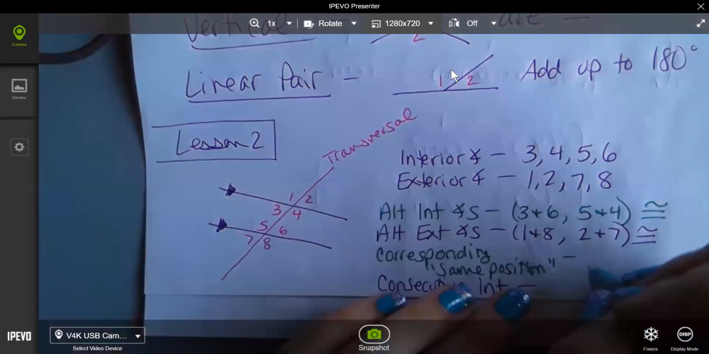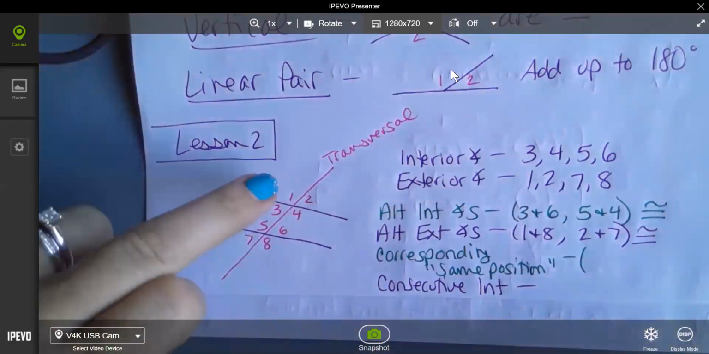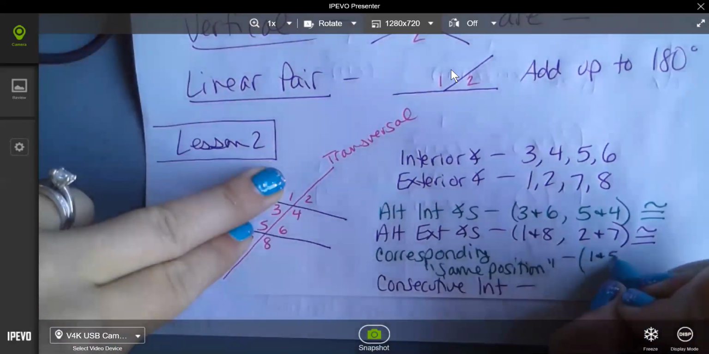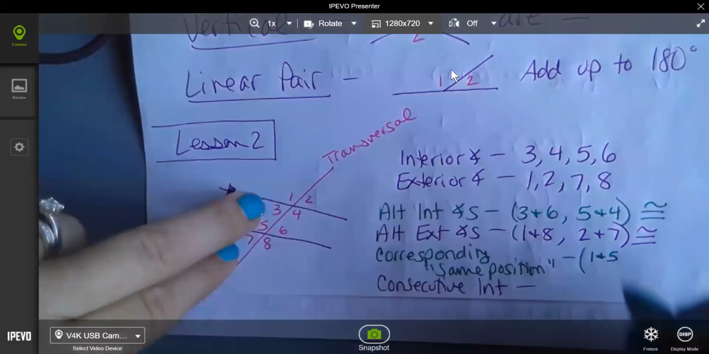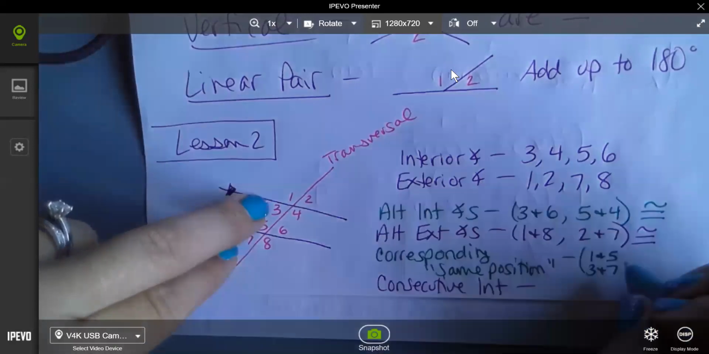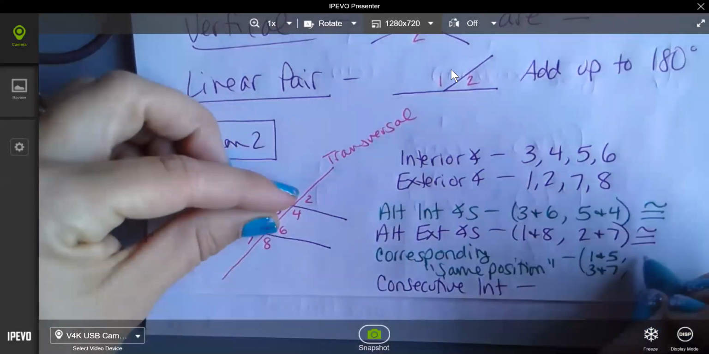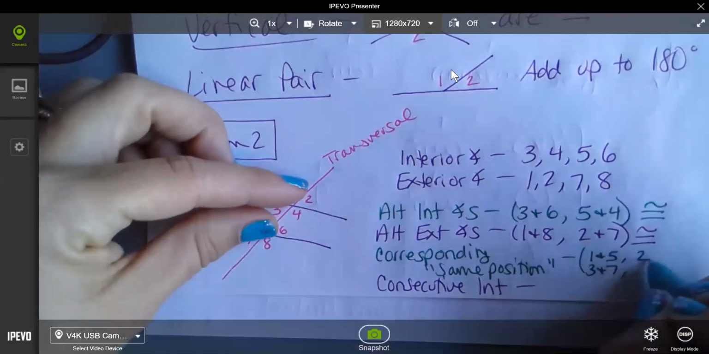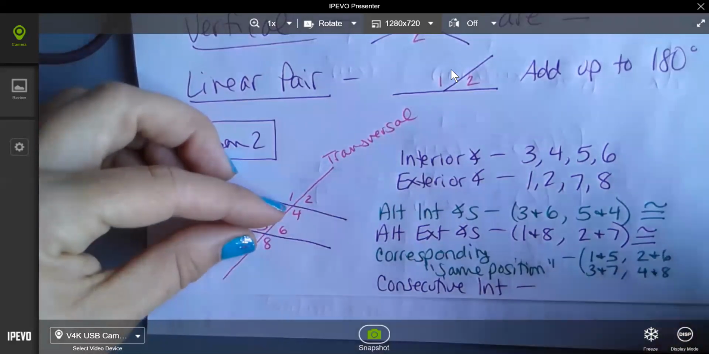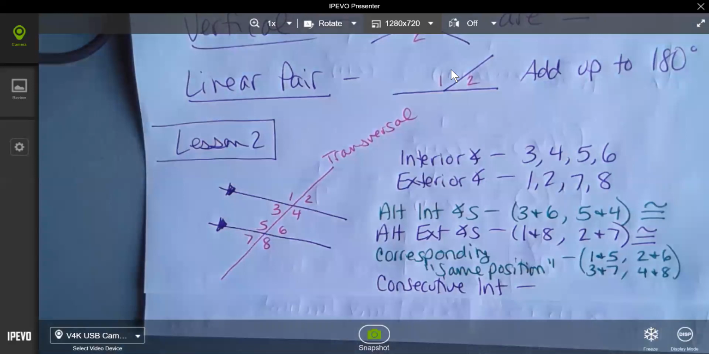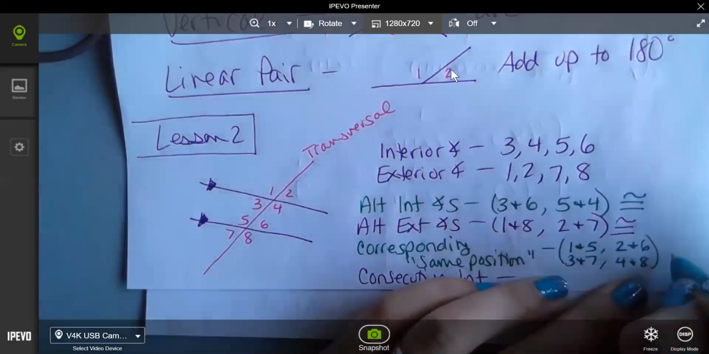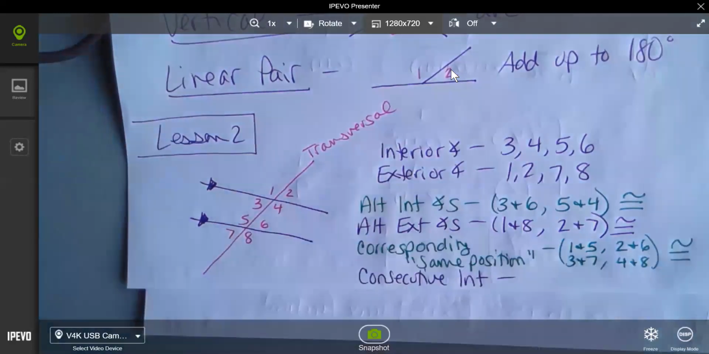Corresponding angles have the same position. So top left of the transversal, top left of the transversal. So that means 1 and 5, 3 and 7, they're bottom left and bottom left. 2 and 6, they're the top right, and then 4 and 8, they're bottom right. Okay, so those are all of our angle pairings. And 1 and 5, 3 and 7, they have the same position. That means that they are congruent to one another.